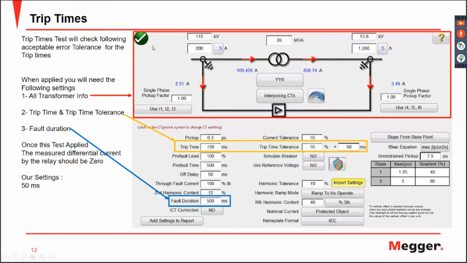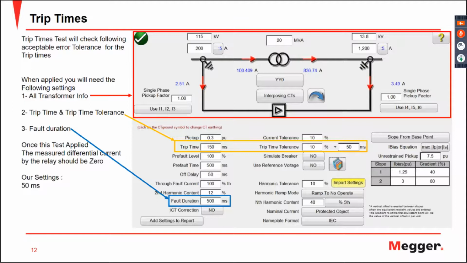And this trip time, we will check how much time delay the relay takes to operate. Now this relay is an instantaneous operation, 0 millisecond. It should be 0 millisecond, but when you actually see the trip time, it will not be actually 0 millisecond. It will have 20 to 30 millisecond delay, and that's very normal because the relay has an algorithm.